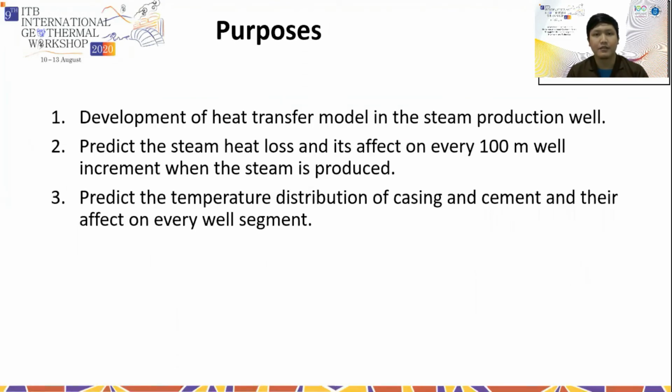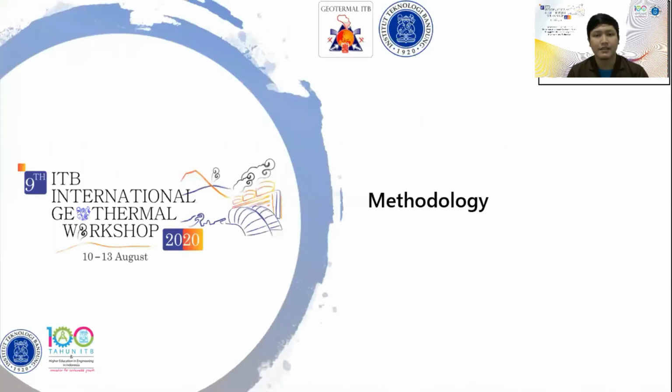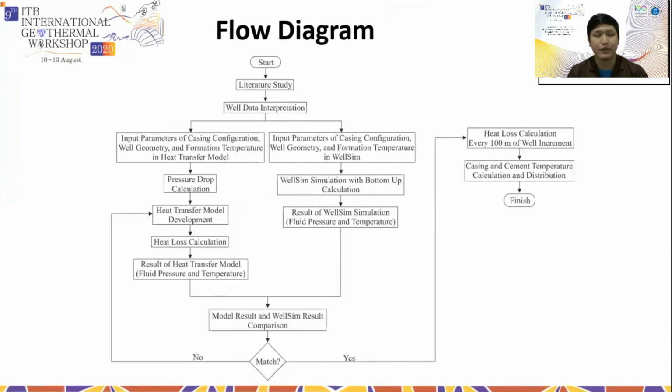These are several purposes of this research. First, this research is the development of a heat transfer model in the steam production well. Second, this research is to predict the steam heat loss and its effect on every 100 meter well increment when the steam is produced, and to predict the temperature distribution of casing and cement and their effect on every well segment.